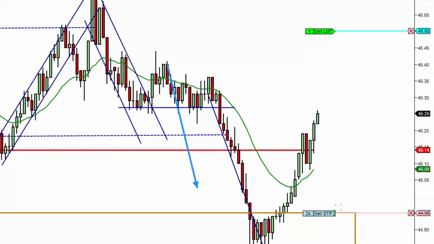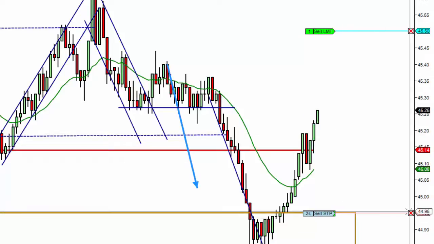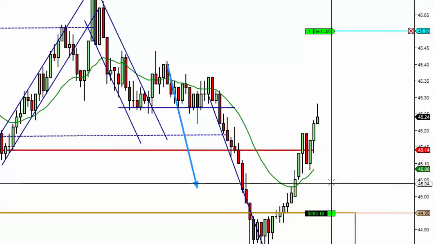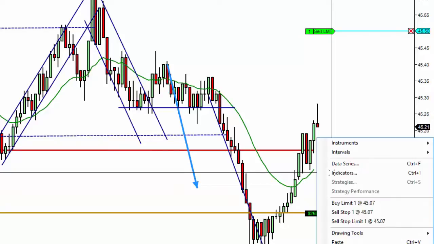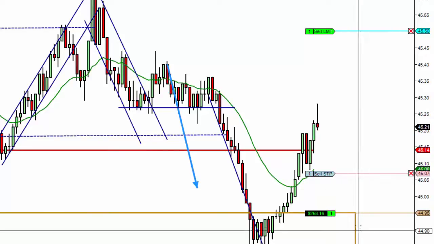There we go. Second contract's off. Now, moving the stop to below the EMA. We'll stop it there.